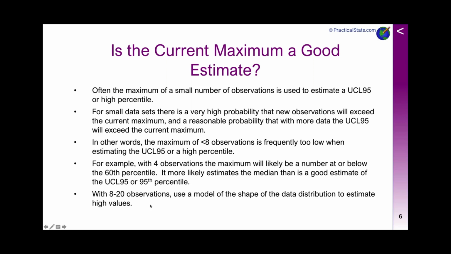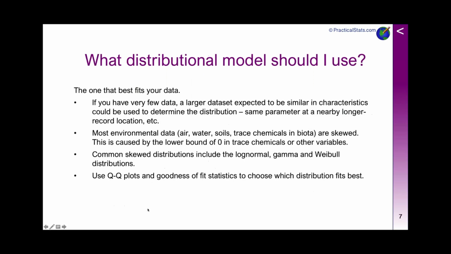So with 8 to 20 observations, you could use a model, at least, of the shape of the data and be able to project better. So what model should you use? And that answer is the one that best fits your data. So how do you know that?